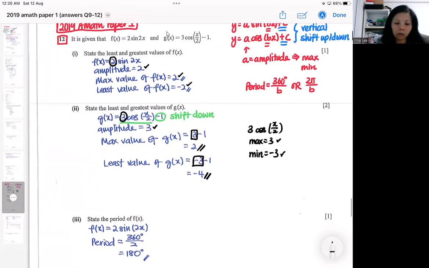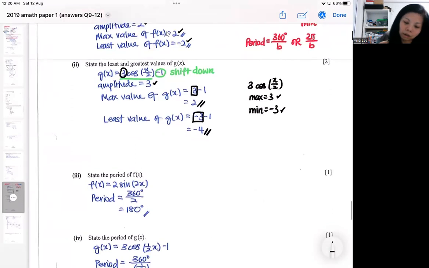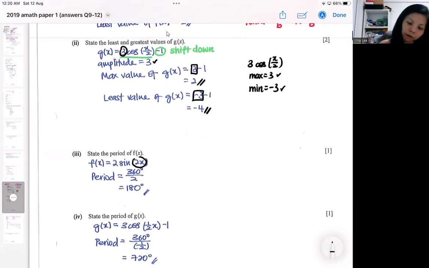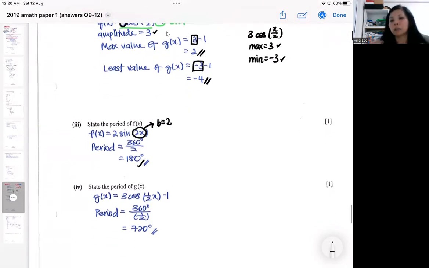Okay, and subsequently, the period, like I say, is determined by the coefficient of x. So in this case, B is 2, so I calculate the period. How does the period help you in the graph later? My habit is I will divide the period into 4, so you divide into 4 sections. The amplitude will tell you the height. The period will tell you the horizontal section.